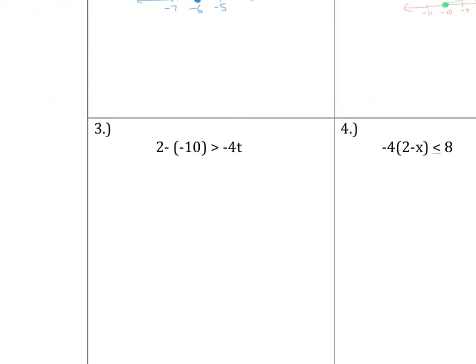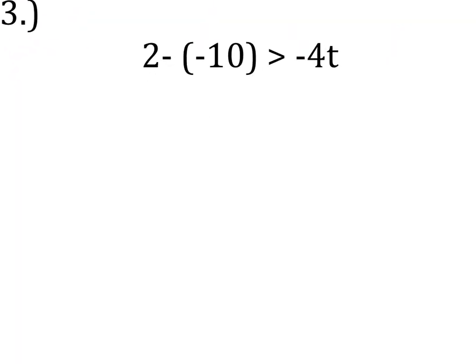Let's keep going. We'll go to number 3. It looks complicated, but if you think about it, we've got a little bit of math we can do on this side right here. If you read it out loud, it's 2 minus negative 10 is greater than negative 4t. Well, I can do 2 minus negative 10. We're subtracting a negative. That's the same thing as adding a positive. So that becomes 2 plus 10, which is 12. 12 is greater than negative 4t.